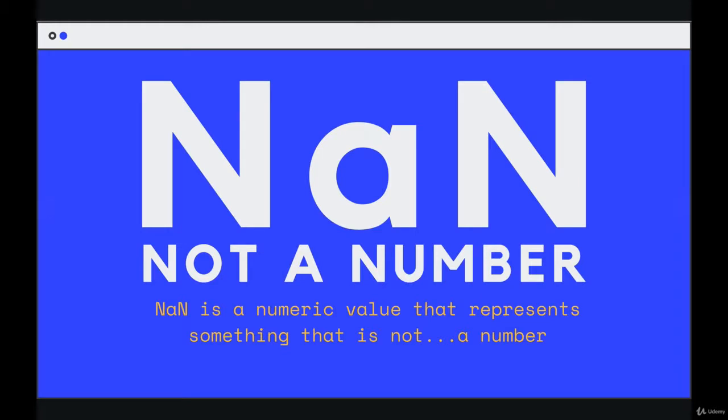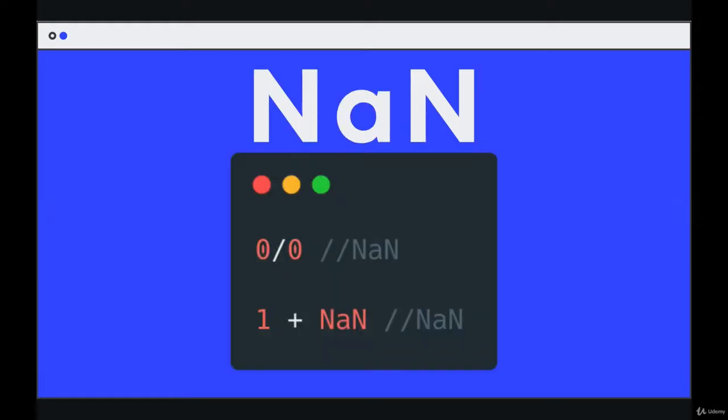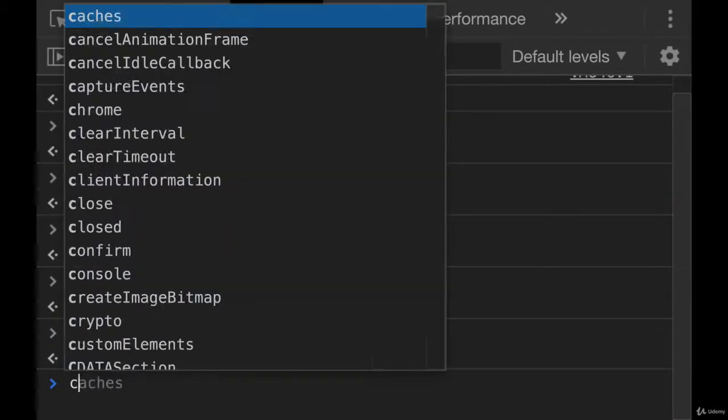So there's a couple different ways you could arrive at not a number. Here are two simple ones. If you try and divide 0 by 0, you'll get not a number. If you try and take not a number and add a number to it, the answer is still not a number, which makes sense. You couldn't take not a number and add 5 to it. The answer logically would be not a number.